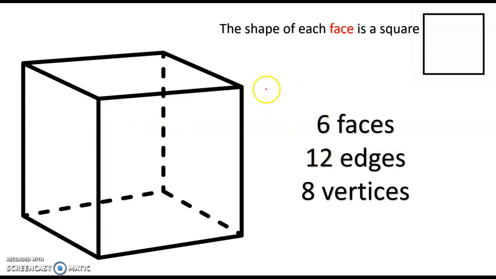The cube has 12 edges. So looking at the lines that make the cube, these are the edges, those corners. Where the edges meet, those are your vertices. There are 8 vertices in a cube.